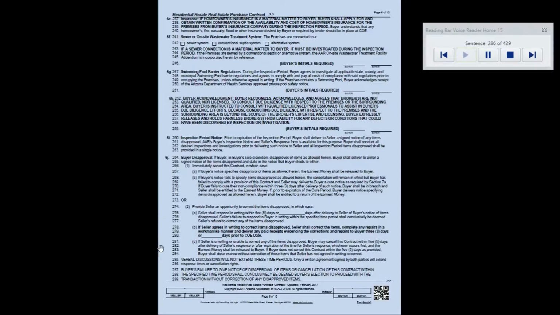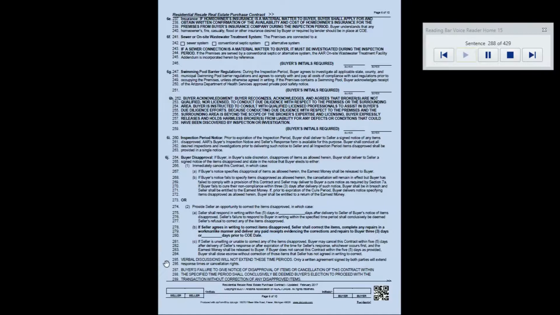If seller is unwilling or unable to correct any of the items disapproved, buyer may cancel this contract within 5 days after delivery of seller's response or after expiration of the time for seller's response, whichever occurs first, and the earnest money shall be released to buyer. If buyer does not cancel this contract within the 5 days as provided, buyer shall close escrow without correction of those items that seller has not agreed in writing to correct.